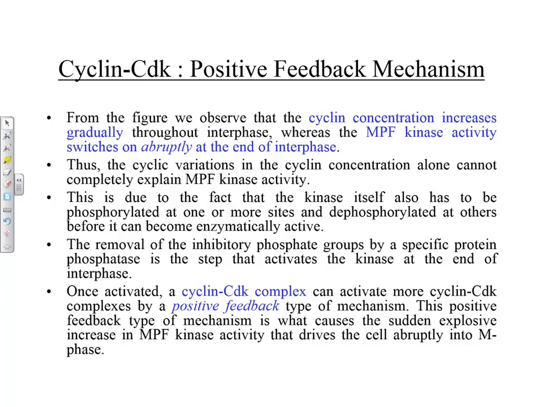And once it is activated, it's like a positive feedback mechanism. A Cyclin-Cdk complex can activate more of them, more Cyclin-Cdk complexes, by a positive feedback type of mechanism. And this positive feedback mechanism is what causes this sudden explosive increase in MPF kinase activity, which will drive the cell abruptly into M phase. Okay. So cyclin is not the entire story. There is more to it, right?